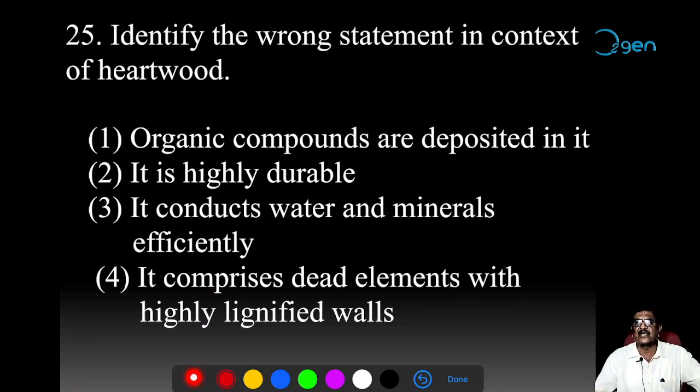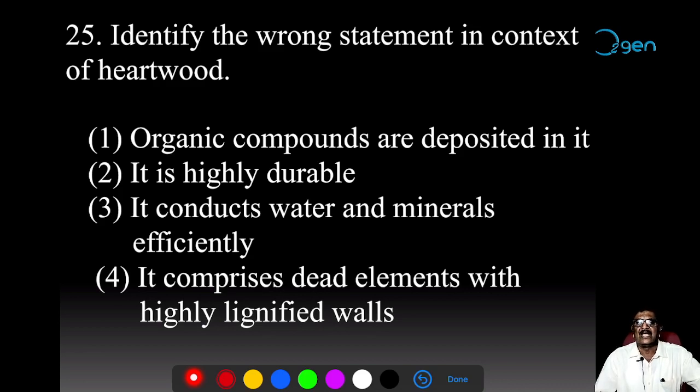Next, identify the wrong statement in the context of heartwood. 1. Organic compounds are deposited in it. Yes, tannin, lignin, and oils are deposited in the heartwood. So the tannins and oils are the organic compounds. Hence option 1 is a correct statement.